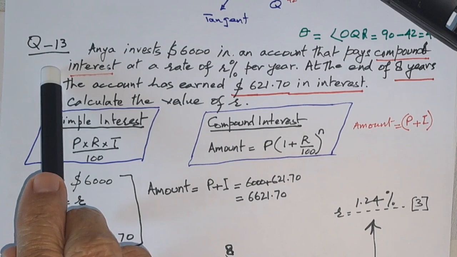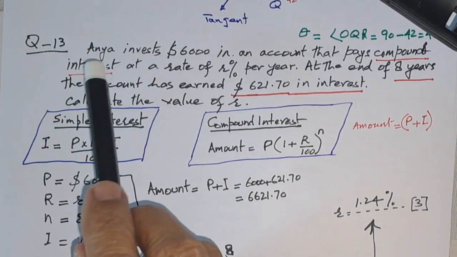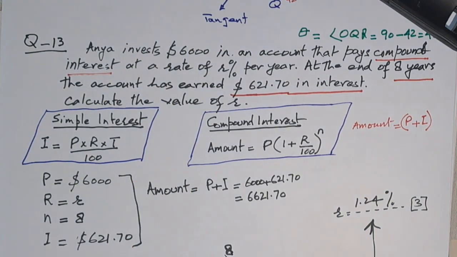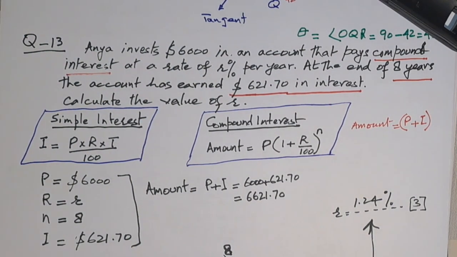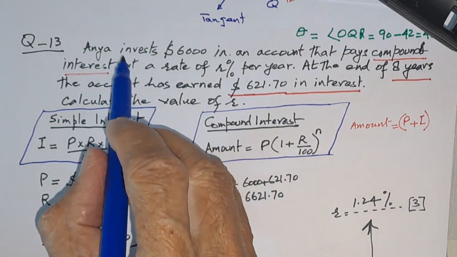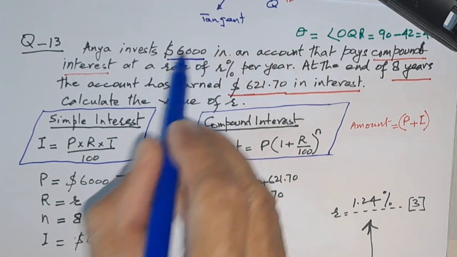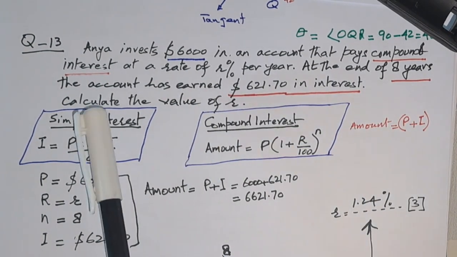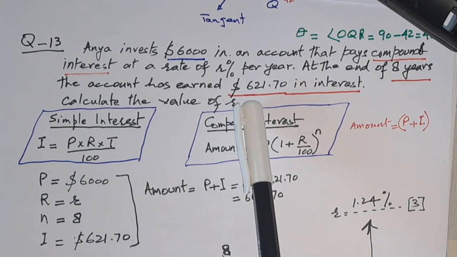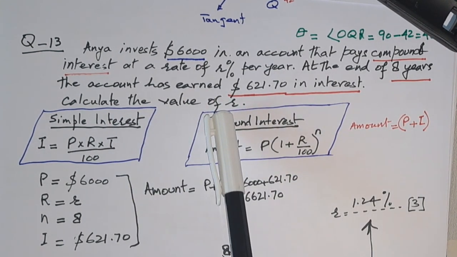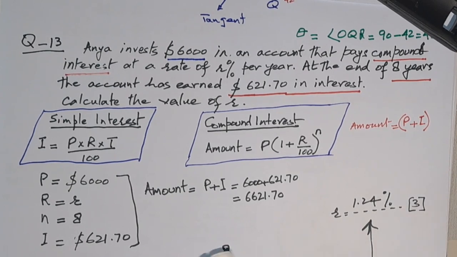Going on to question 13, which reads: Anaya invests $6,000 in an account that pays compound interest at a rate of R% per year. At the end of 8 years, the account has earned $621.70 in interest. Calculate the value of R. R is the rate of interest per year.